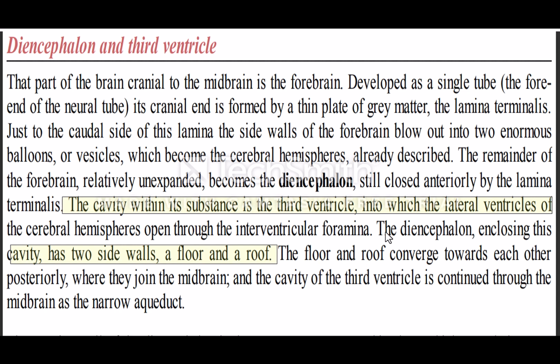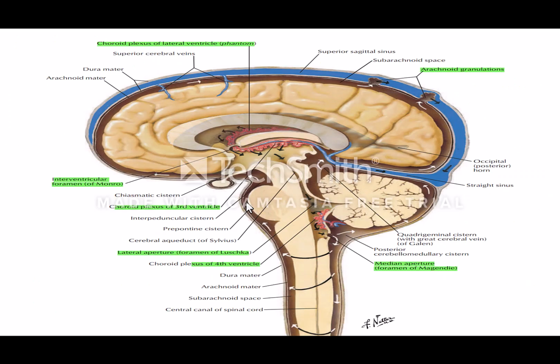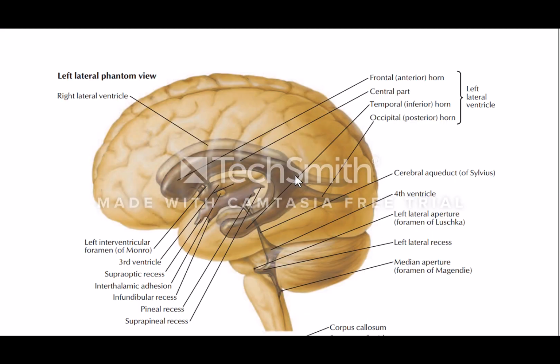So the floor and roof converge towards each other posteriorly, where they join the midbrain, and the cavity of the third ventricle is continued through the midbrain as the narrow aqueduct. If you look at it, you'll see that this third ventricle narrows posteriorly, and then continues through this aqueduct of Sylvius.